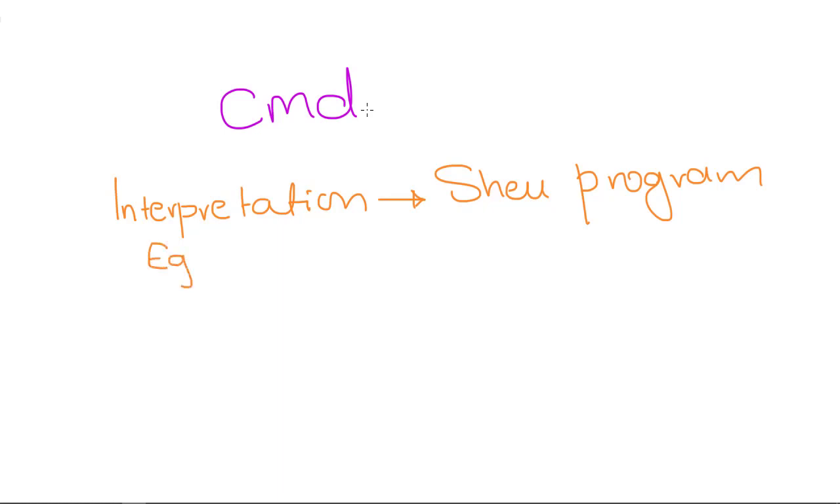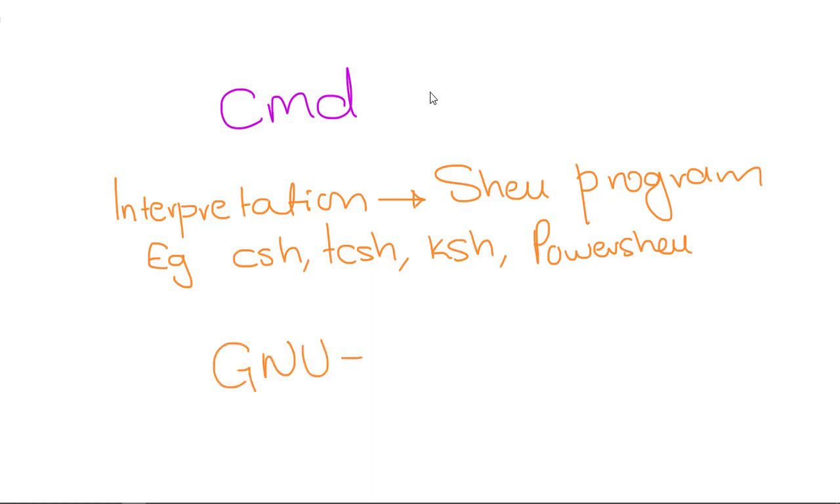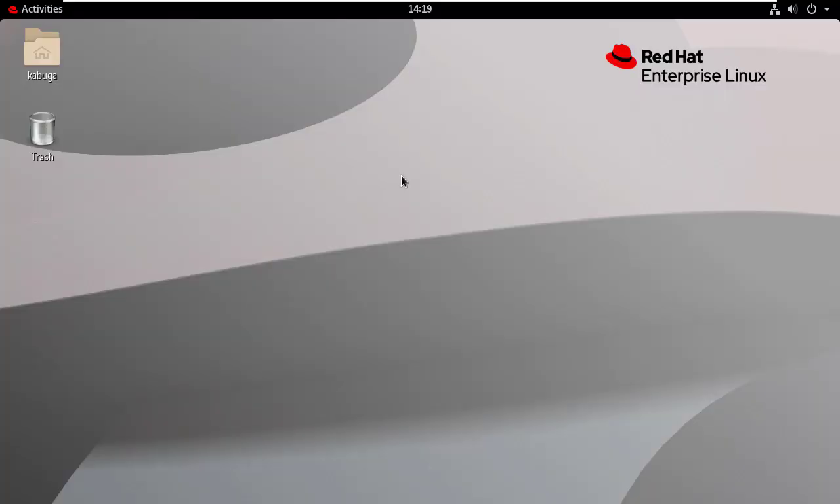There are many types of shell programs such as C shell, TC shell, K shell, and even Windows PowerShell, but the one that has seen widespread adoption in Linux is the GNU Bourne Again shell, or Bash in short. This is the default shell in Red Hat.